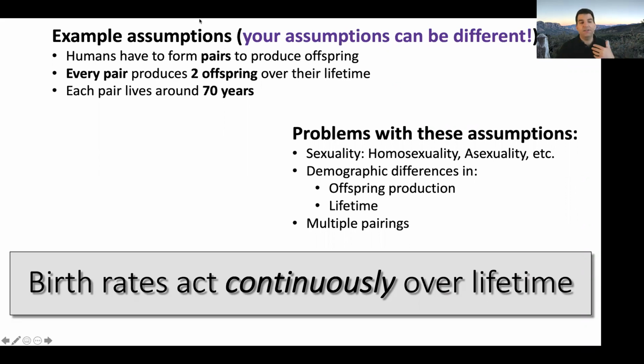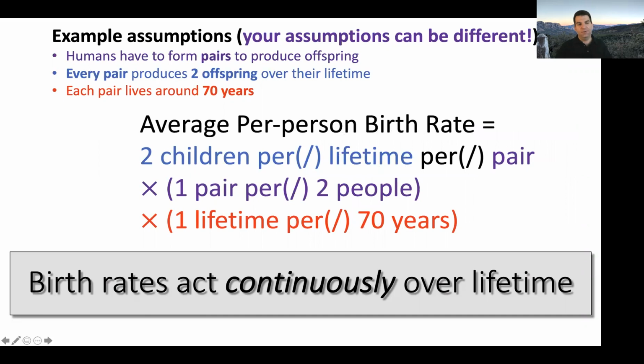All right, so if we take all of these assumptions here, recognizing that there are problems, we can start building up a formula. That formula is saying, if we want the average per person birth rate, then we're going to take all of these things that we've collected here and put them into a mathematical combination. 2 children per lifetime per pair. That's these first two here. 1 pair per 2 people.